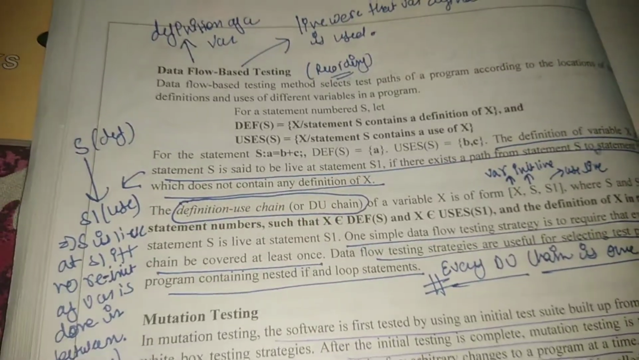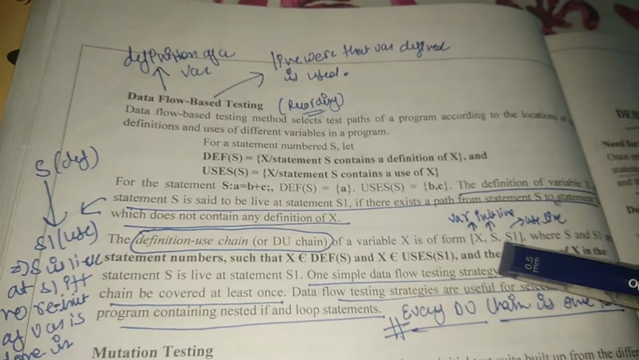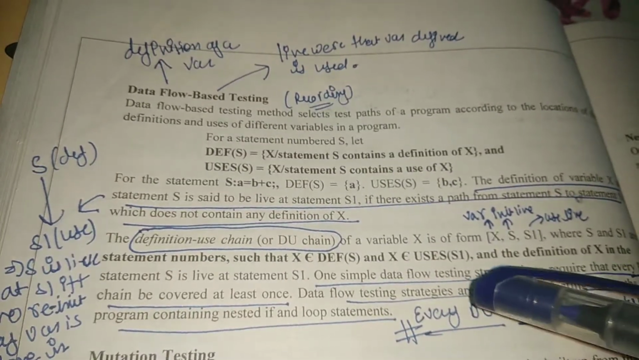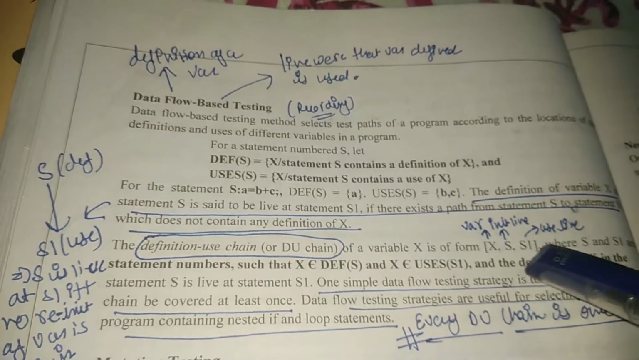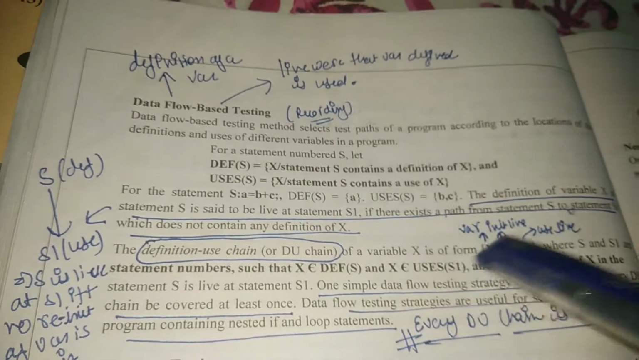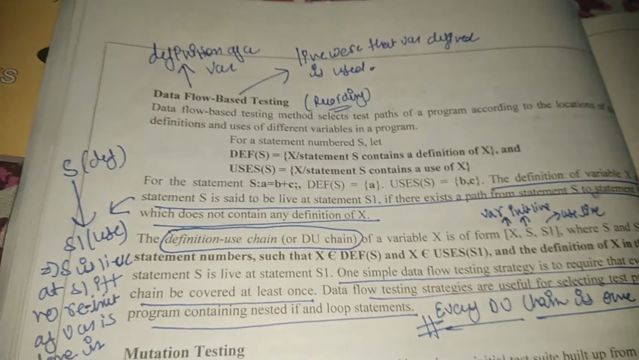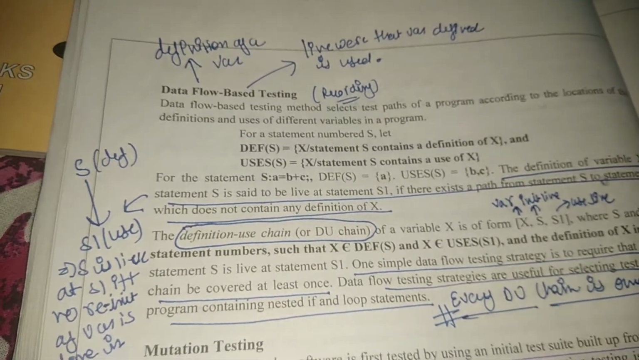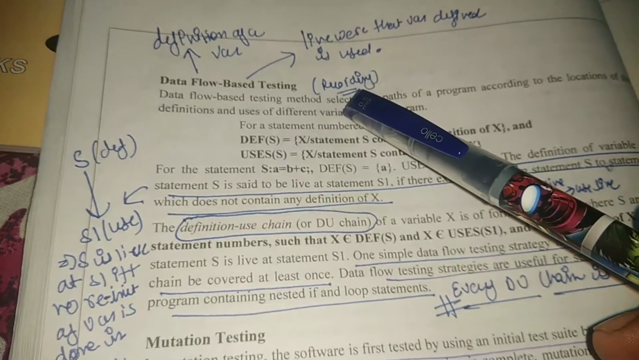So in data flow based testing, we create a path of these triplets like x, s and s1, where x is the variable that is initialized at line s, and it is being used at line s1, and there is no reinitialization of x between s and s1. So this is a DU chain, and we create all of these DU chains for all of the variables present in our program, and for each and every DU chain we perform the testing. This kind of testing, where each and every DU chain is covered, we call data flow based testing.